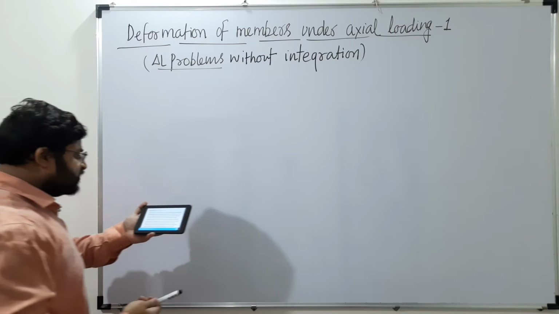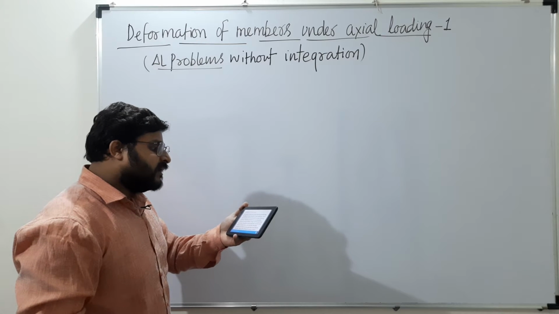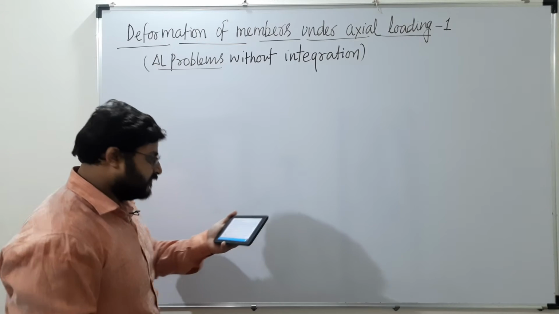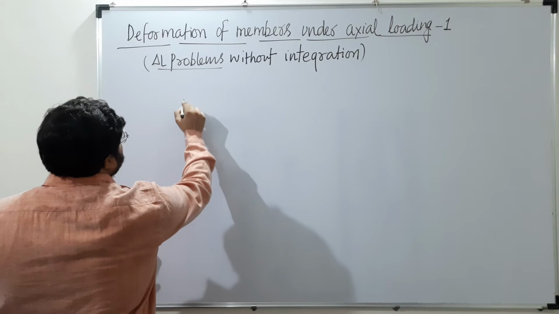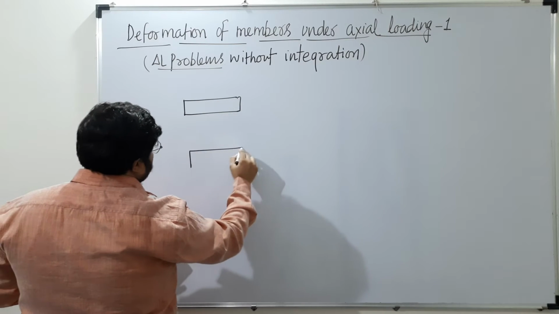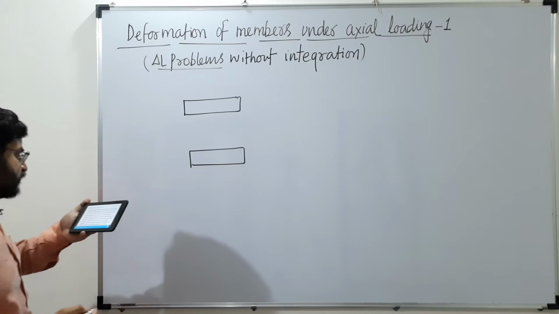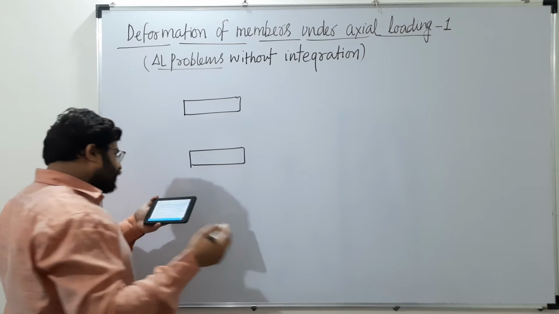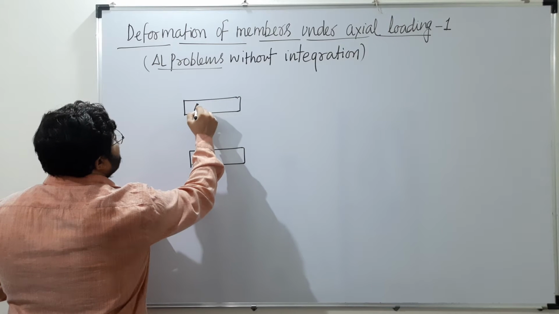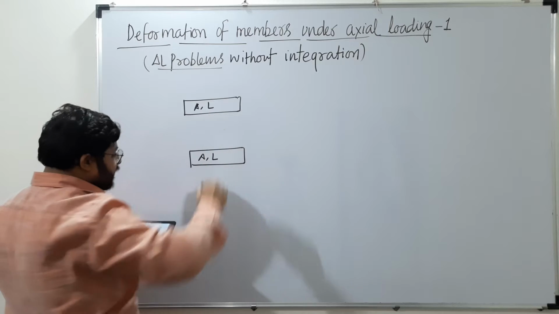two identical circular rods of same diameter and same length are subjected to same magnitude of axial tensile force. Very good. So the data they have given is two identical rods. So this is rod 1 and this is rod 2. So immediately I have drawn this. They are made up of same diameter and same length. So that means area is same, length is same. So let us take A and L.